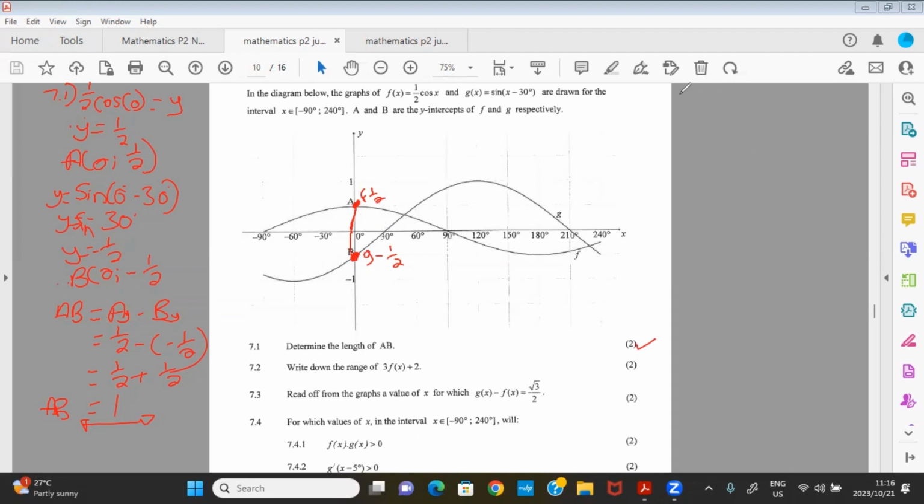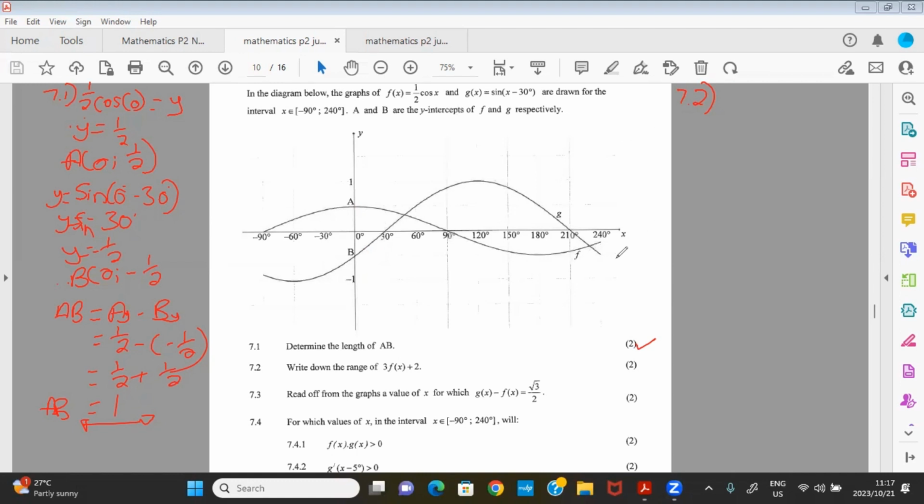7.2. Now they say write down the range of 3 times f of x plus 2. Let me just remove here. Okay, so for these kinds of questions, especially looking at trig functions, I want you to do this. They want the range of 3 times f of x plus 2.